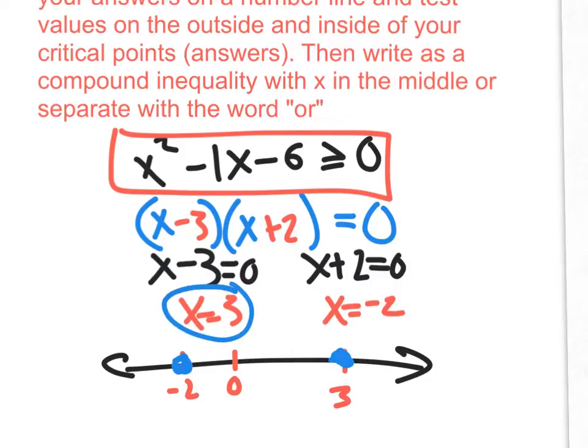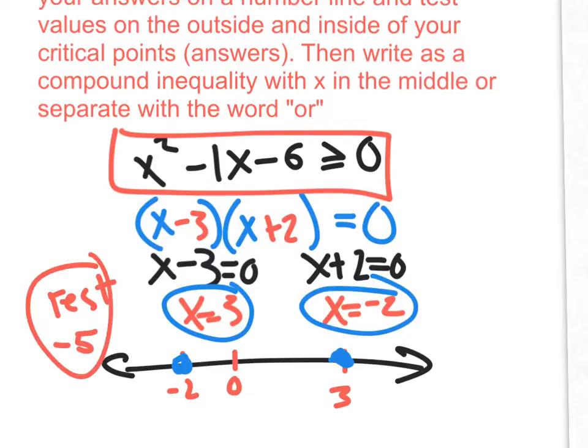Okay? So these were the answers. I just put them on a number line. Now I'm going to test. What am I going to test? I want to test a number like negative 5, which is clearly on the outside of my blue dots. If I plug in a negative 5 right here, negative 5 squared is positive 25. Let me write that down. Positive 25. And if I plug in a negative 5 right here, it's going to be negative 1 times negative 5. That's also going to be a positive 5. And at the very end, minus 6.